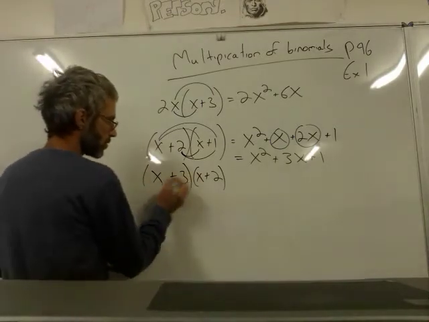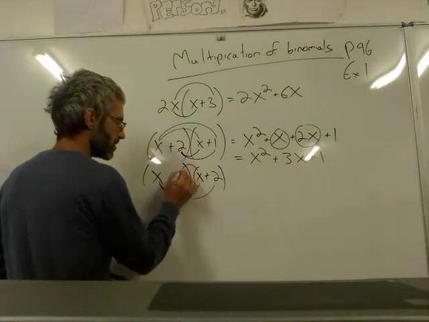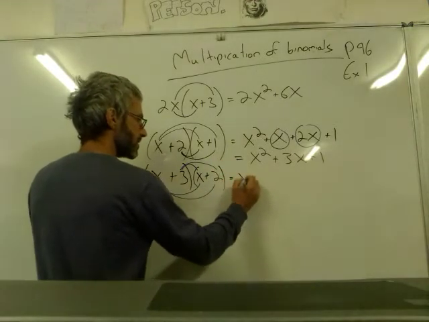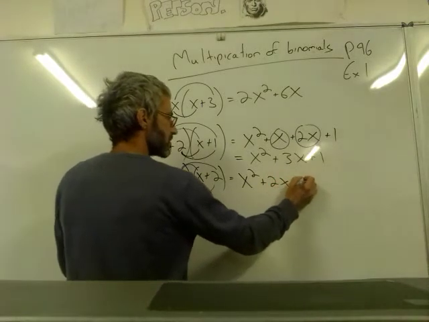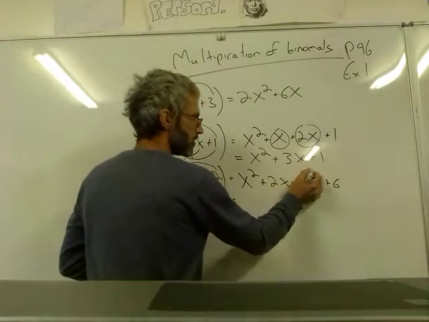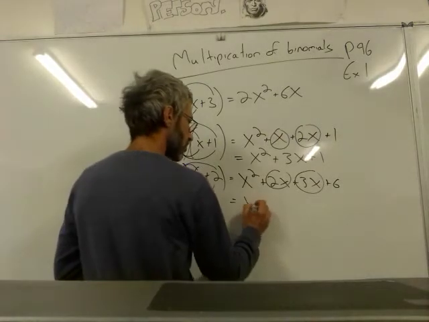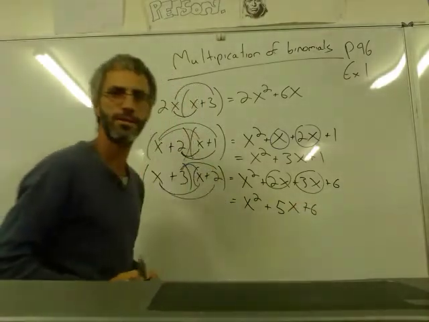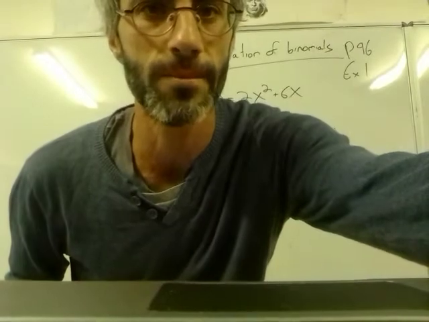So here, what am I going to do? I multiply the x by the x and by the 2, 3 times x, and 3 times 2. Not a problem. It will be x times x is x squared, x times 2 is 2x, 3 times x is 3x, 3 times 2 is 6. Again, I'm going to have these two like terms, so I write x squared plus 5x plus 6. Easy, right? Okay, let's do one more example.